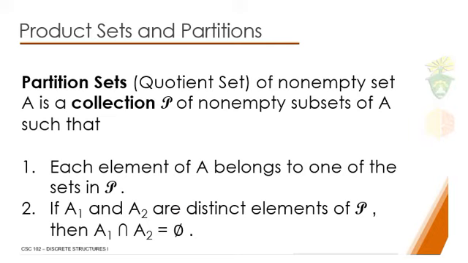So partition sets or quotient set of a non-empty set A is a collection P of non-empty subsets of A, such that each element of A belongs to one of the sets in P, or partition set. Second, if A sub 1 and A sub 2 are distinct elements of P, then A sub 1 intersected with A sub 2 must be empty. Klaro ba ni?